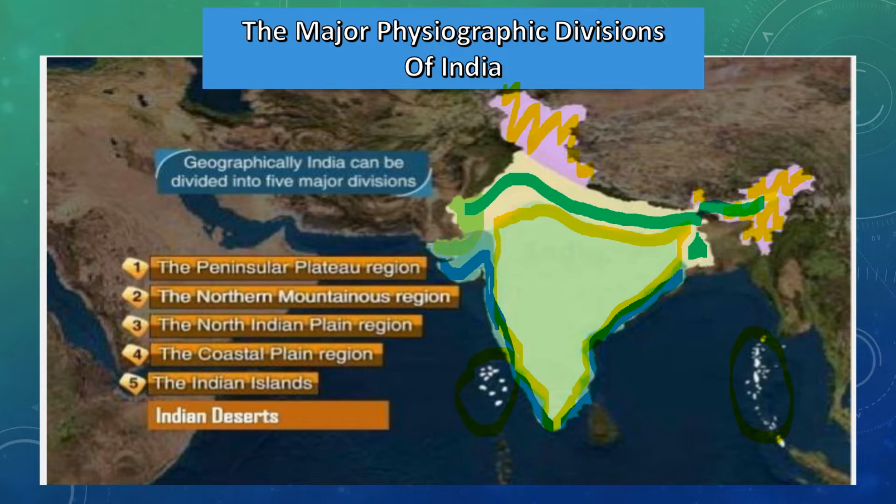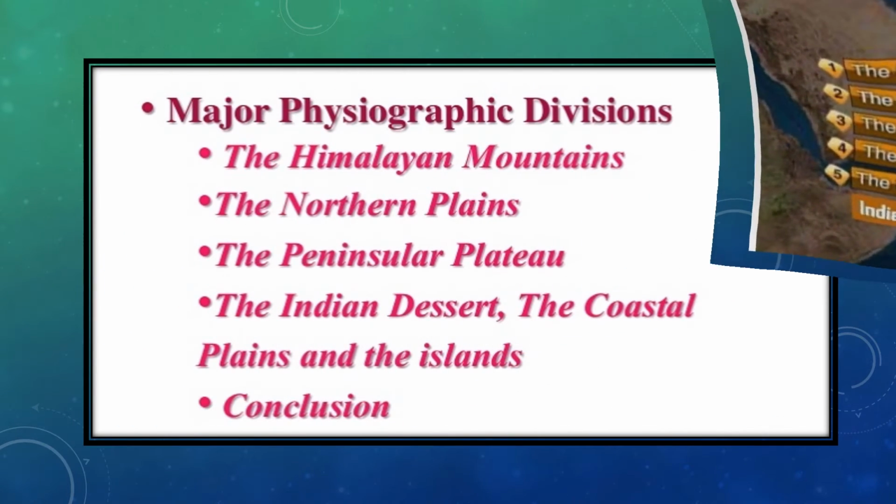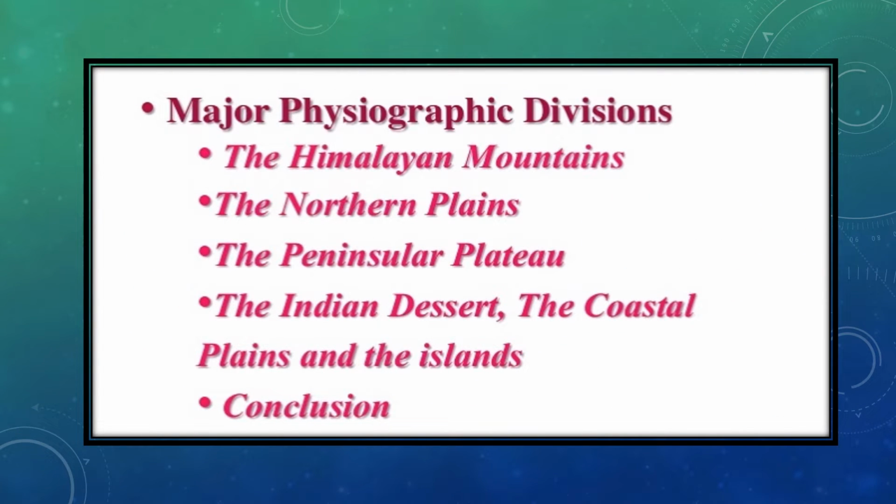Now I hope you have seen the physiographic divisions of India. These are the main geographical divisions of our nation. The Himalayan mountains, the northern plains, the peninsular plateau, the Indian desert, the coastal plains, and the islands.